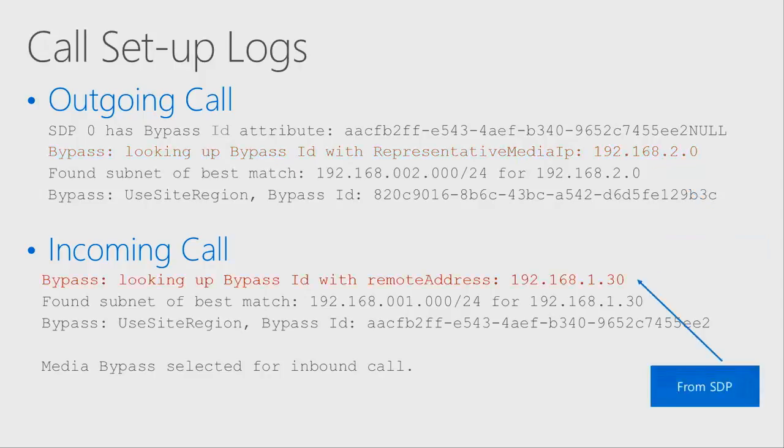For an incoming call, we use the remote address. So in this case, it's 192.168.1.30. And this is the IP address of the call manager in my lab. So we're using the IP address that's actually sent in the SDP. This could have been 2.30, which is the MTP in the lab, if this was a branch call.